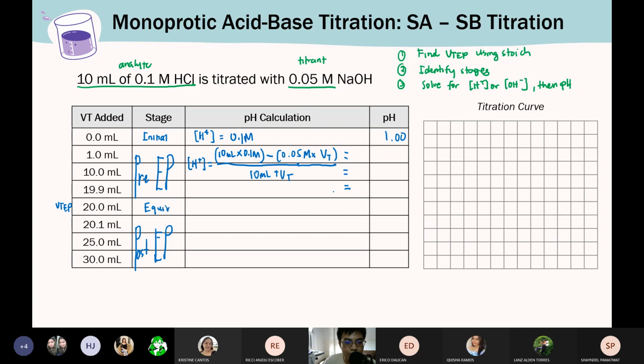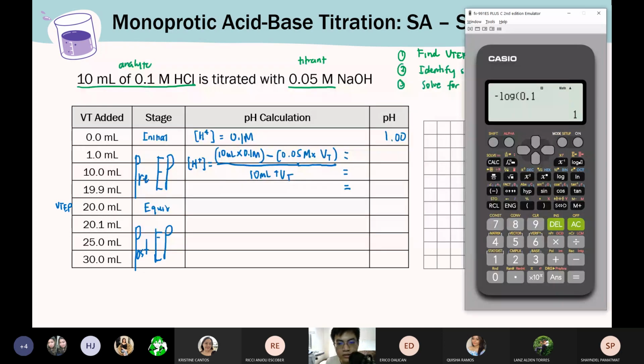So, tatlo yung sagot dyan. Ay, substitute ko na lang yung 1, 10, tapos 19.9. Okay? So, substitute ko. Type ko muna yung equation. Yan. Minus.